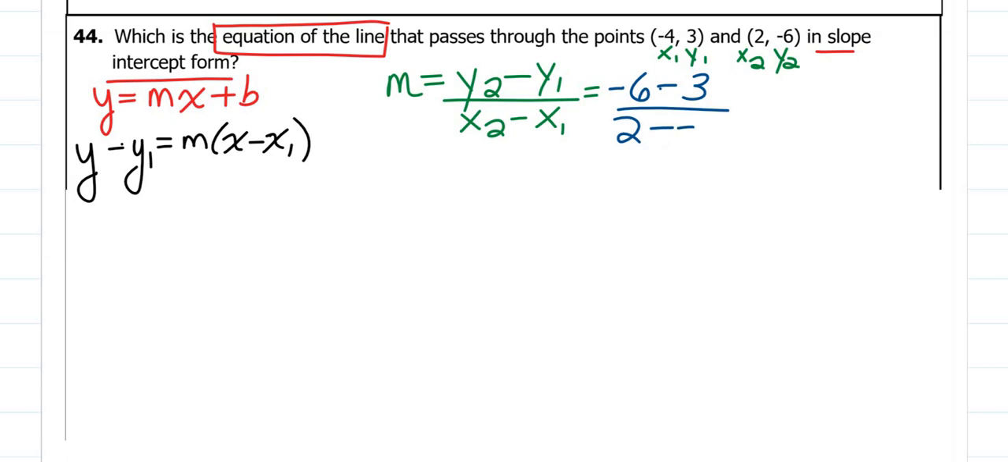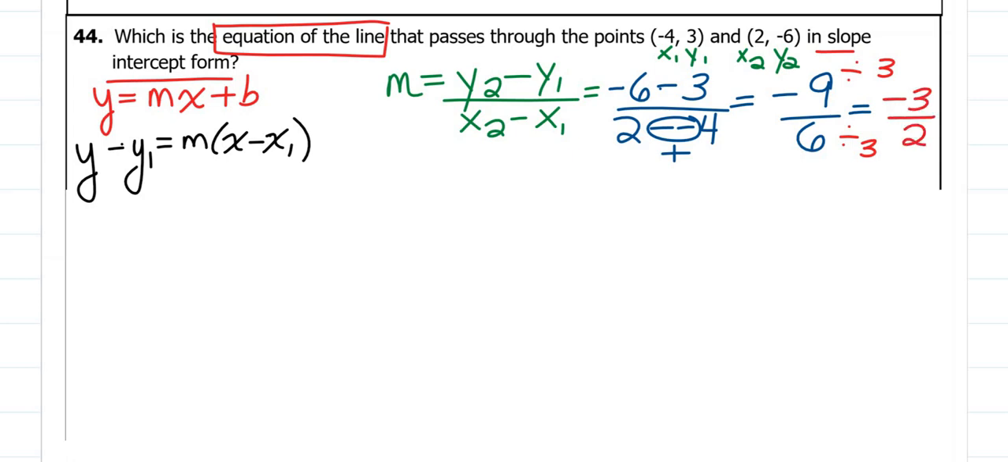which is -4. I always write the minus before I look at what the next point is. Equals -6 minus 3 is -9 over 2 minus -4. The double negative becomes a positive. So 2 plus 4 is 6. This can be simplified. The greatest common factor here is 3. So I'm going to divide the top and the bottom by 3. -9 divided by 3 is -3. 6 divided by 3 is 2. So my slope is -3 over 2.